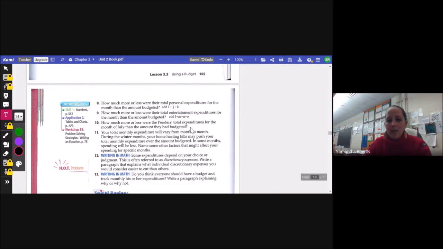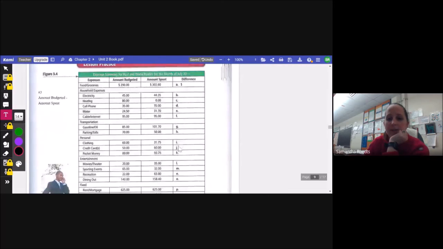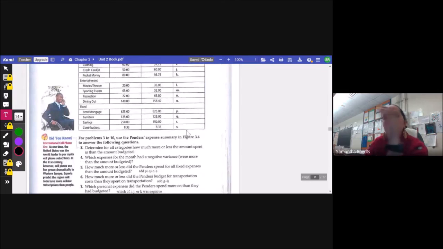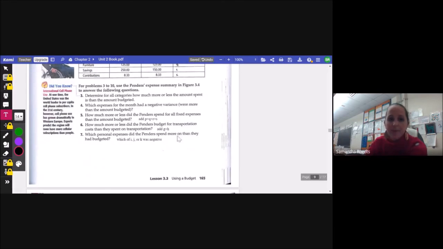For 10, I'm going to add everything together, all the letters A through S. You're literally going to take the differences, A plus B plus C plus D plus E plus F, all the way down to S. Whatever you get, if it's a positive number, they had money left over. If it's a negative number, they spent too much money. That's the end of Chapter 2, Lesson 3.